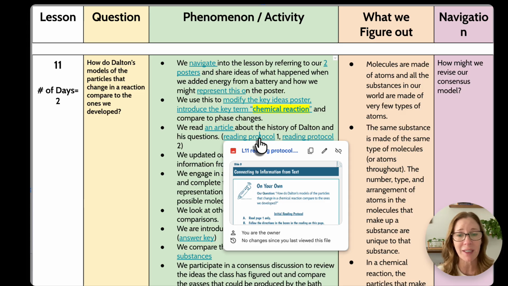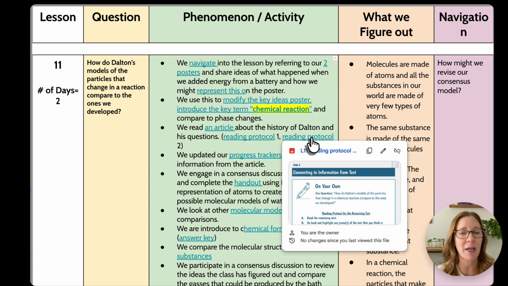They're going to mark up the text and they're going to try to answer the question, how do Dalton's models of the particles that change in a chemical reaction compare to the ones we developed? So we're just trying to make the connections between what Dalton did and what we did. And this second reading protocol is the next slide. And basically they're going to read the remainder of the text and they're going to connect it all together.